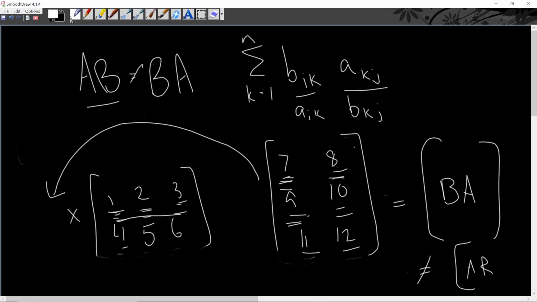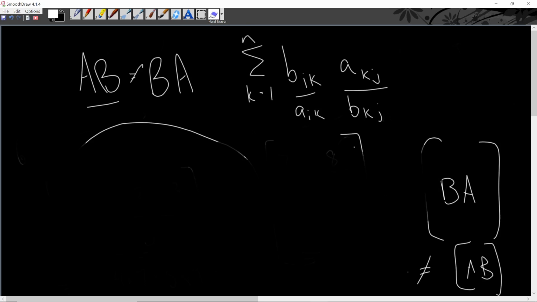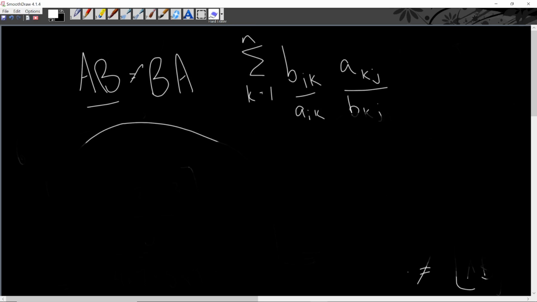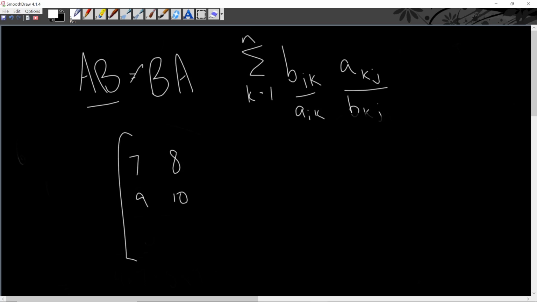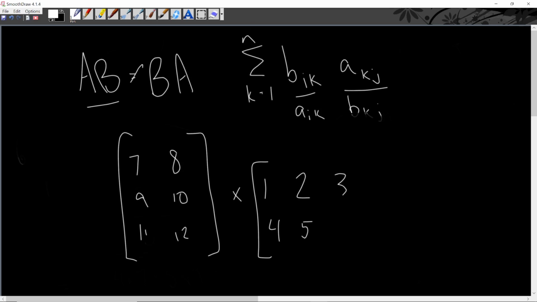I'm hoping that's intuitive, but we can actually do this product. Let me erase this. So let's rewrite our original matrix. I think it was a 3x2 where you have 7, 8, 9, 10, 11, 12, and this will be multiplied by this 1, 2, 3, 4, 5, 6, 2x3 matrix.